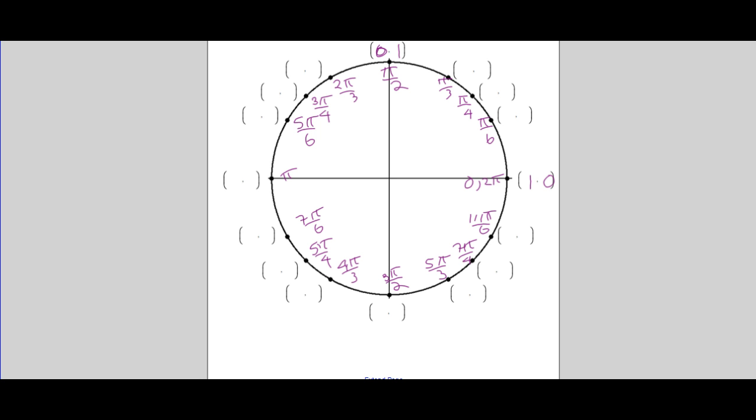Okay, so you have to memorize this unit circle, right? Here's how you do it. You need to know 5 numbers, and 3 of them are 0, 1/2, and 1. So those numbers should be pretty familiar, right?